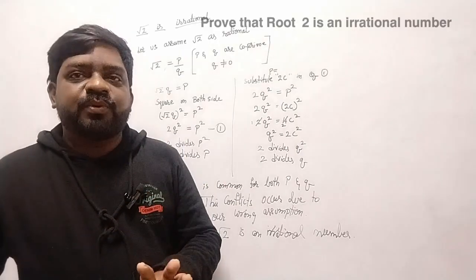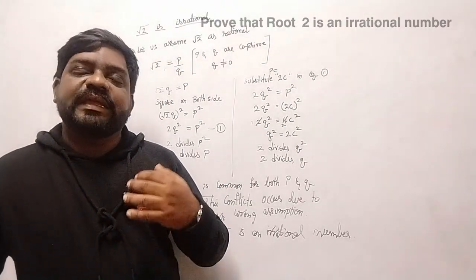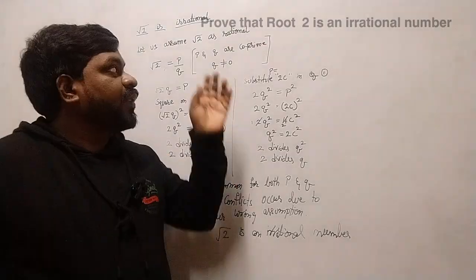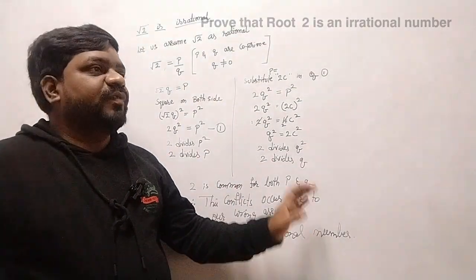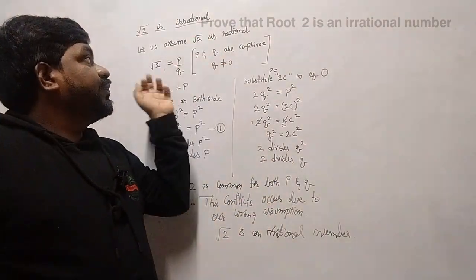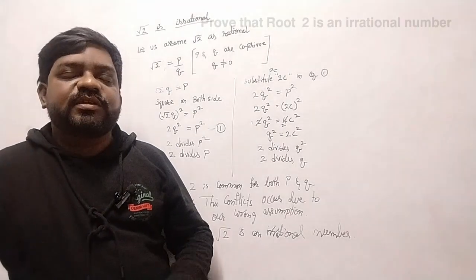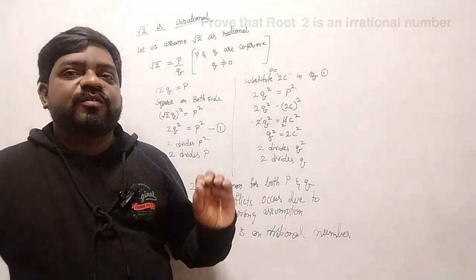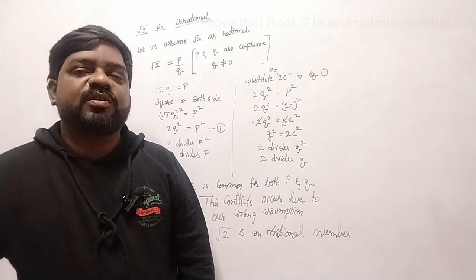So if you want to prove root 3, root 5, root 11, root 7, any number, you can follow the same steps. Whenever we are proving root 3, in place of 2 we need to replace it with 3 and perform the same steps. Hope you have understood this concept.